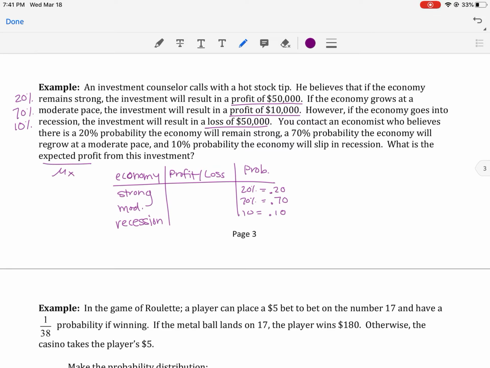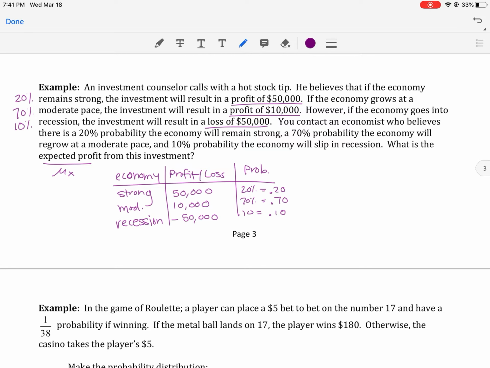Okay, so if it's strong, you're going to get a profit of $50,000. If it's moderate, you're going to get a profit of $10,000. The hard part, they said it was actually a loss in this last one of $50,000. So I can't just do $50,000 because that's the same as a profit. So how we deal with a loss is we make that negative.